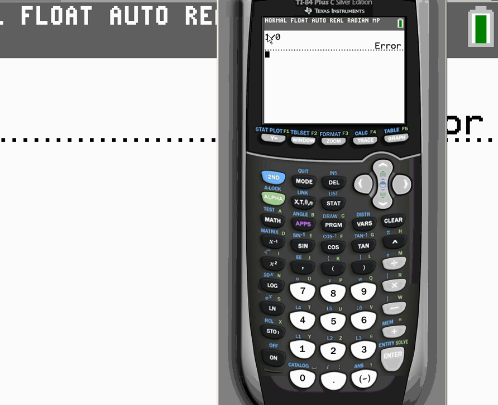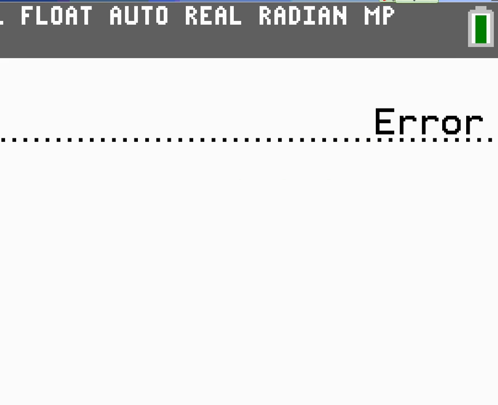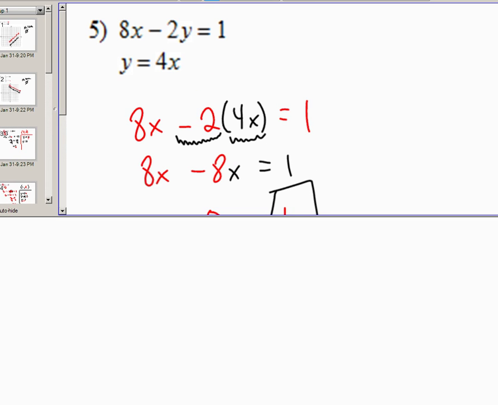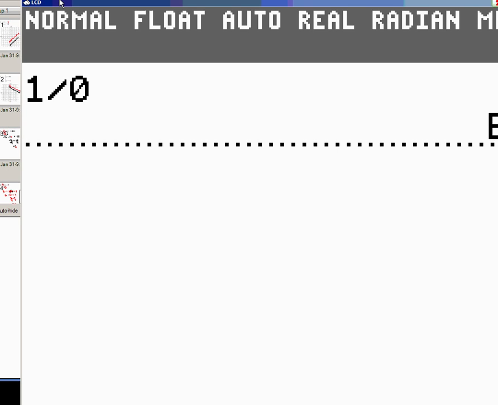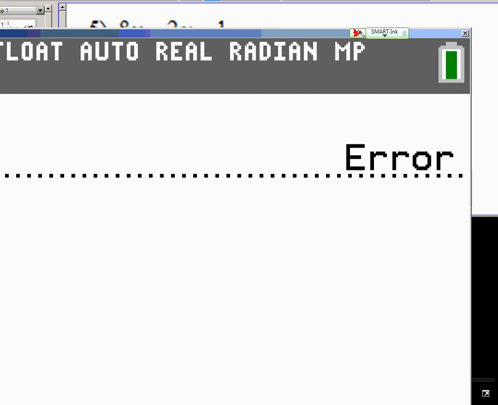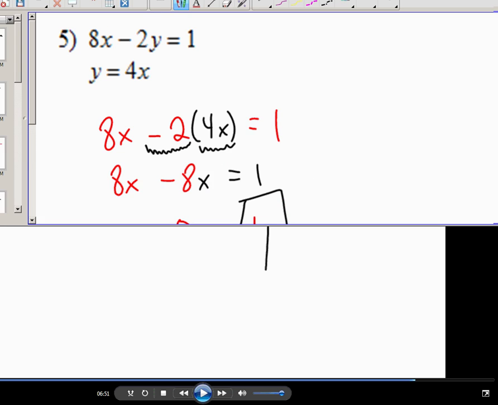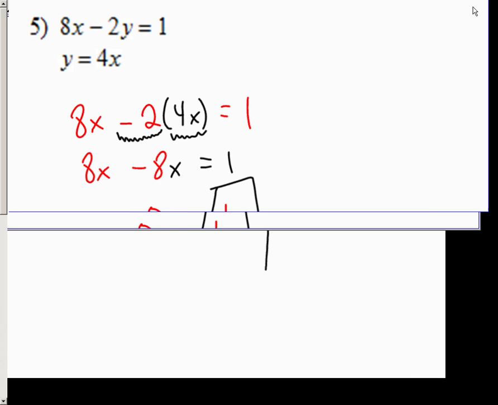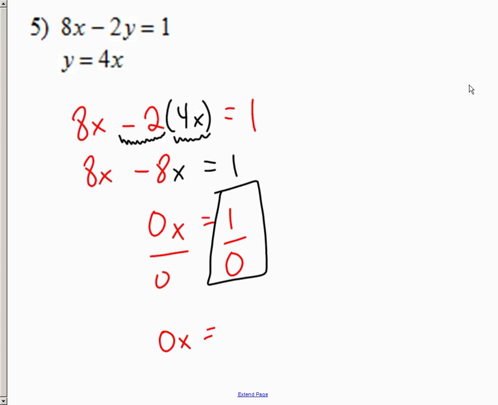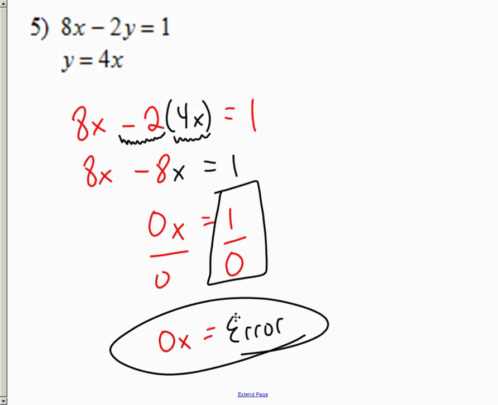If I take 1 and divide it by 0, I get an error. So let me pull this one down here. On my calculator screen, there's 1 divided by 0, and it tells me the answer is an error, because you can't divide anything by 0. So I need to be very careful that I don't just say that x is equal to 0, because it's not. It's actually undefined, or it's called an error. And as soon as you get one of these, you stop and go, cool, no solution. I don't have to think about it anymore.